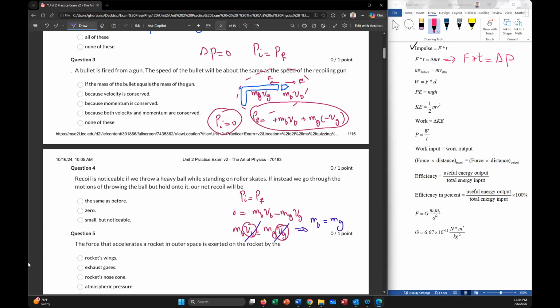In reality, this doesn't happen, because the bullet goes faster than the gun. Why? Because the mass of the bullet is smaller than the mass of the gun. That's why the velocity of the bullet is bigger than the velocity of the gun. In this situation, it's telling us that if this happened, the bullet and gun should have the same mass. Okay, what is the right answer? The first. Good. No questions at home?